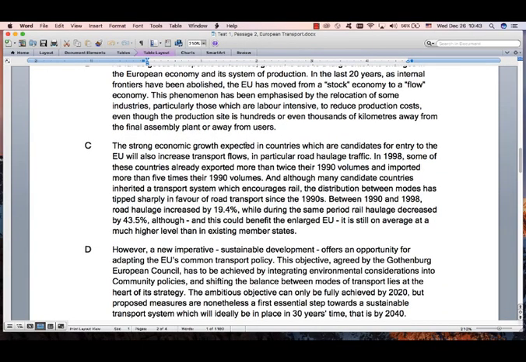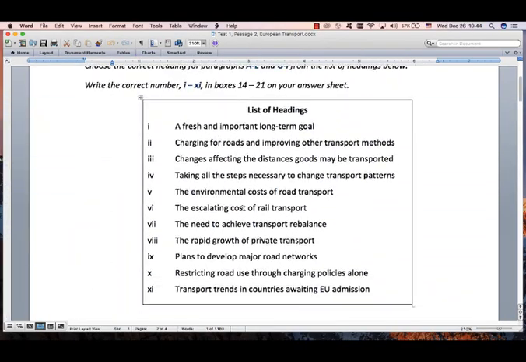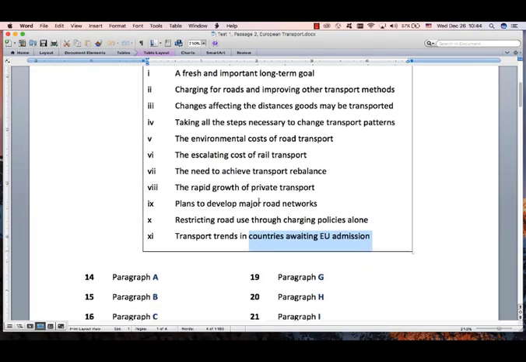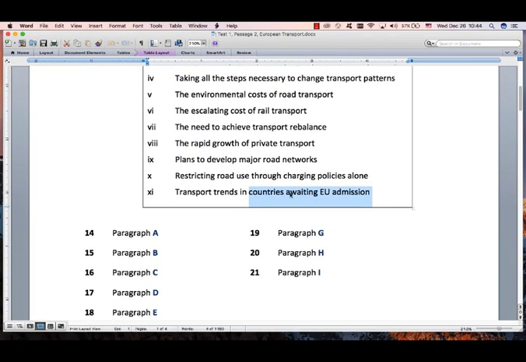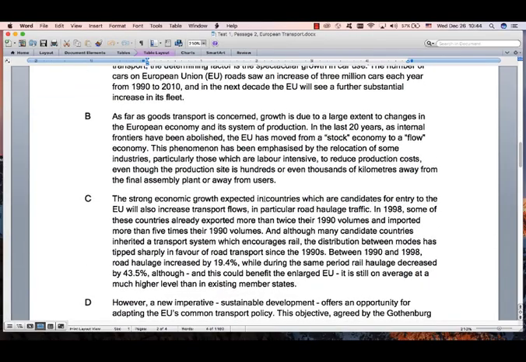Strong economic growth expected in countries which are candidates for entry to the EU will increase transport flows in particular road. The strong economic growth expected in countries which are candidates for entry to the EU. Now, at this stage, I'm already a little bit familiar with these, and I remember countries awaiting EU admission. That was the only EU thing. Transport trends in countries awaiting EU admission. That I kind of like, because that's countries which are candidates for entry to the EU.